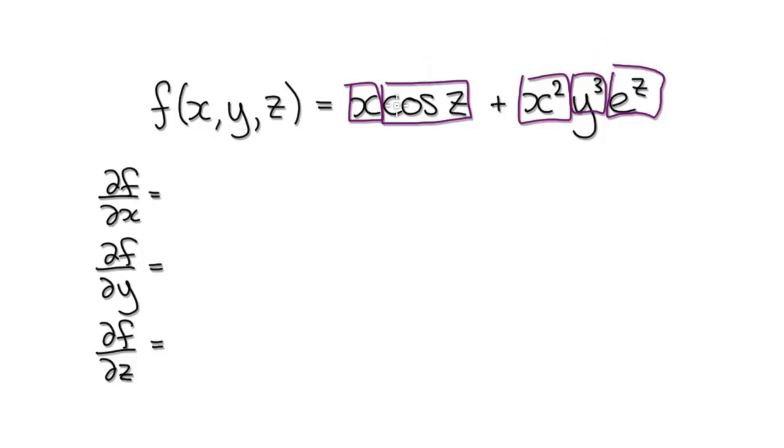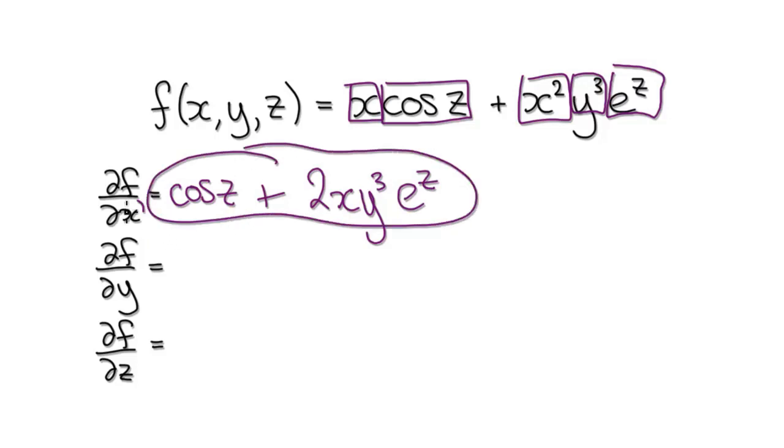So when we differentiate this with respect to x, it would just become cos of z, and then plus, and then remember this is a constant. So when we differentiate it with respect to x, the 2 will come down here, so that would be 2x, and then everything else after that. So that would be 3y to the power of 3 z e to the power of z. So that would be your partial derivative with respect to x.